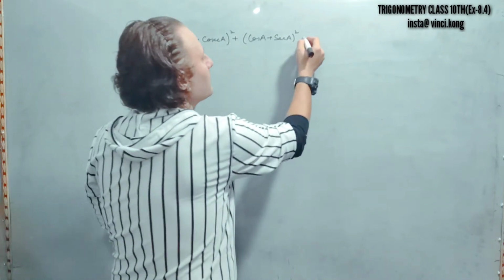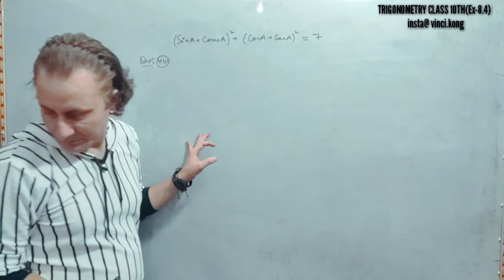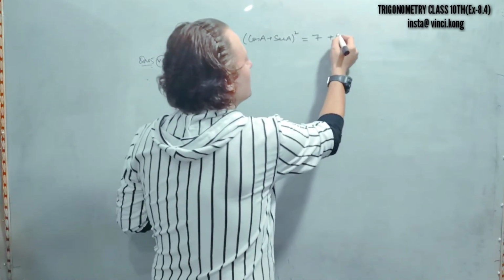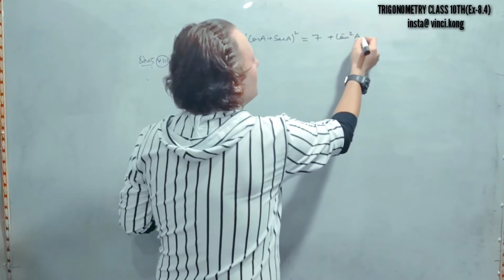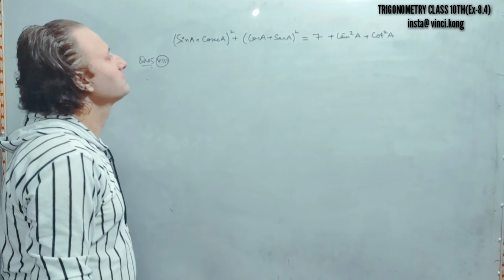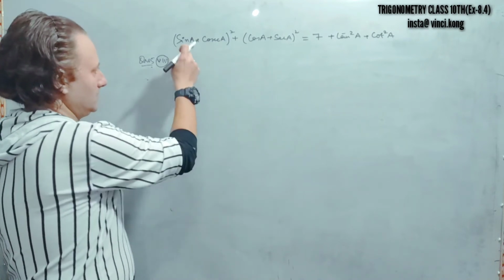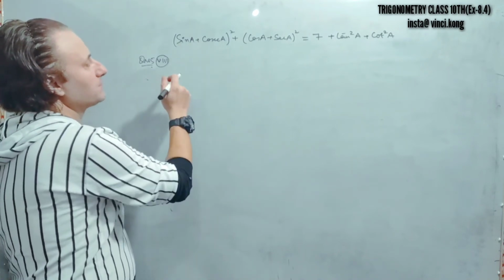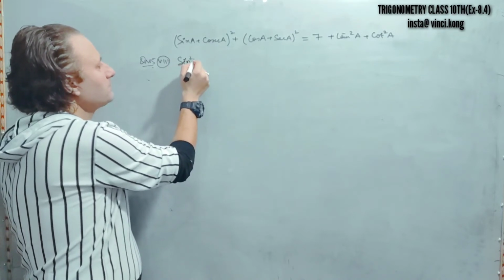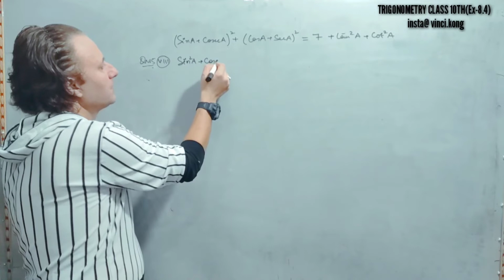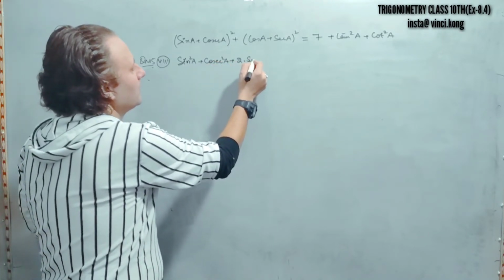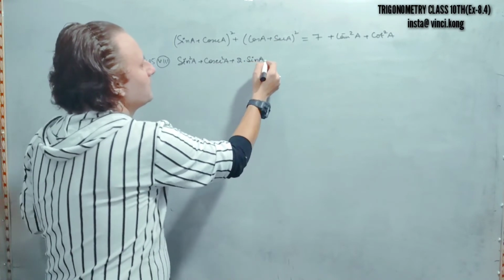7 plus tan square A plus cot square A. Okay, guys, so here this is (A + B) whole square. So let me write this as A square plus B square plus 2AB.